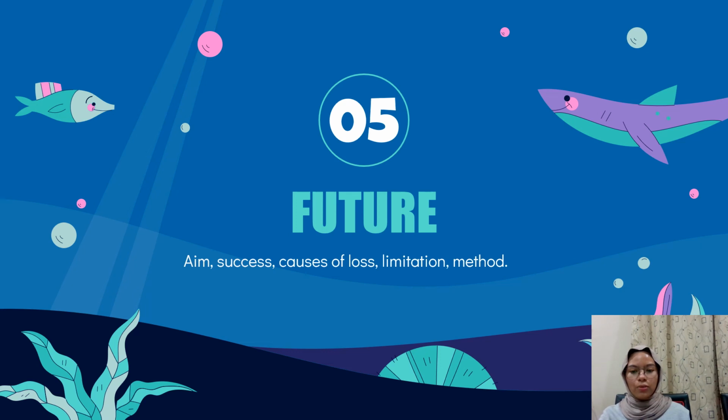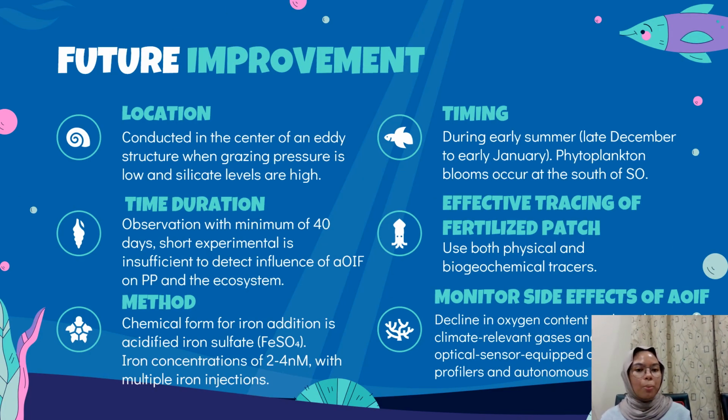For the future timeline, there are a few methods where we can improve the experiment. The first one is the location, where we can conduct the experiment in the center of an eddy structure when grazing pressure is low and silicate levels are high. For the time duration, the observation period must be a minimum of 40 days. This is because short experiments are insufficient to detect the influence of AOIF on primary production and the ecosystem.